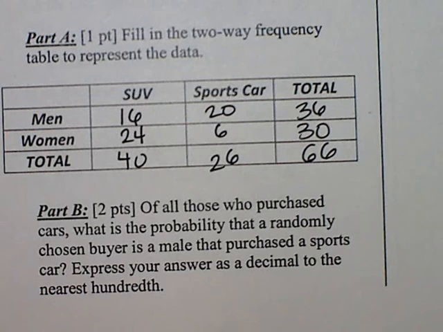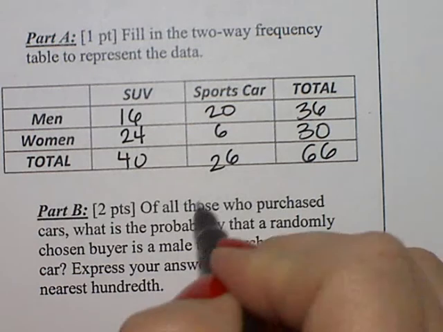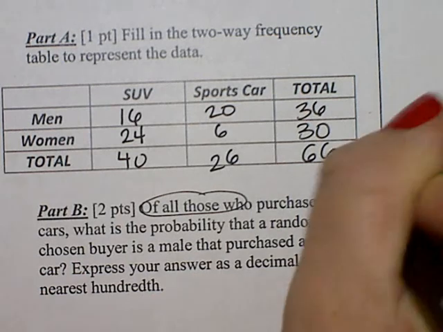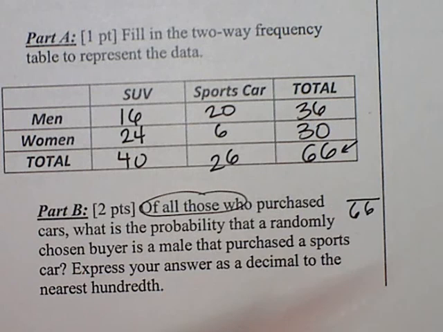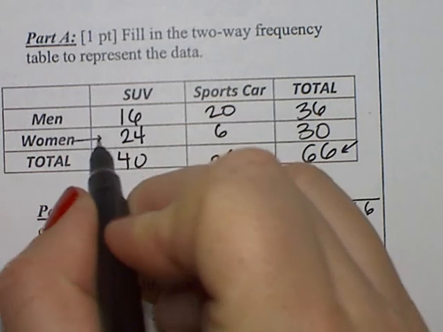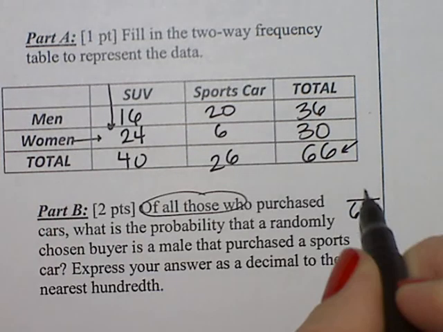Okay. Of all those who purchased a car, what is the probability that a randomly chosen buyer is a female and they purchased an SUV? So the key is of all those who purchased a car. So how many total people purchased a car? So I know my bottom number is 66 of all those who purchased a car. Now we need to find out where does women and SUV intersect. So women and SUV intersects at the number 24.